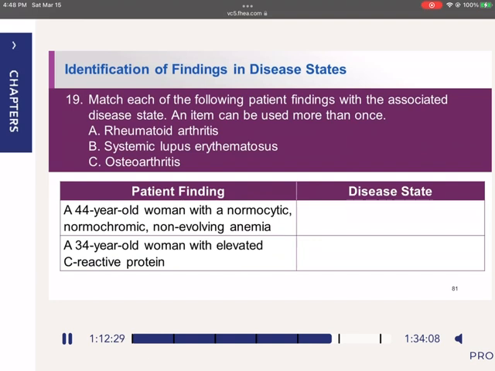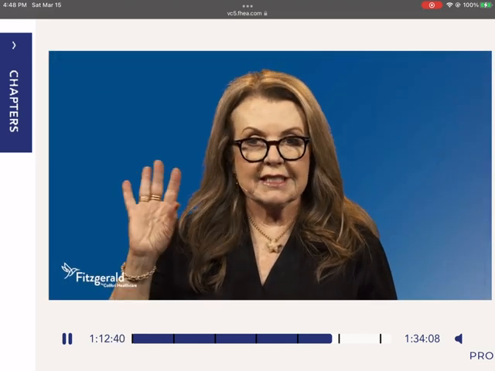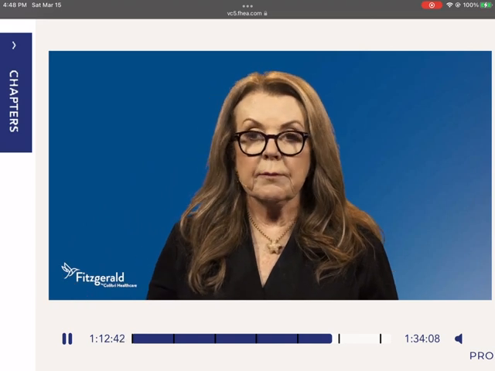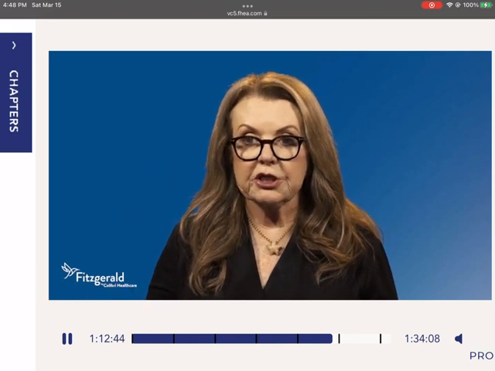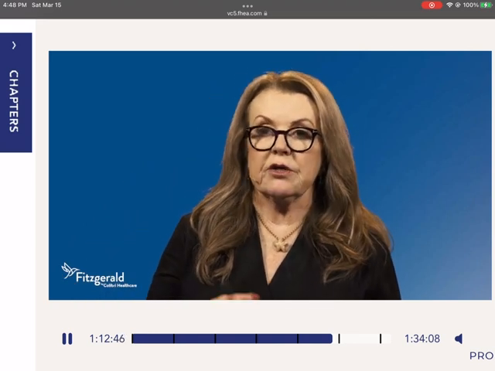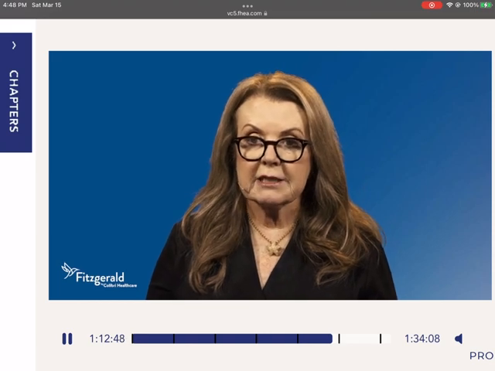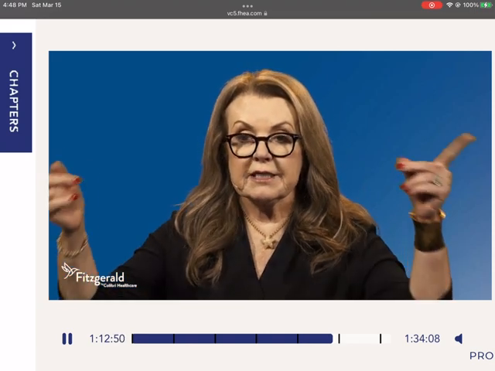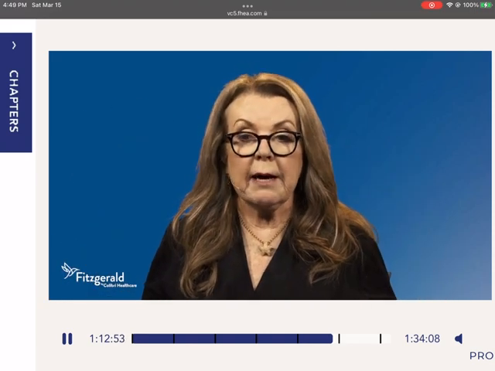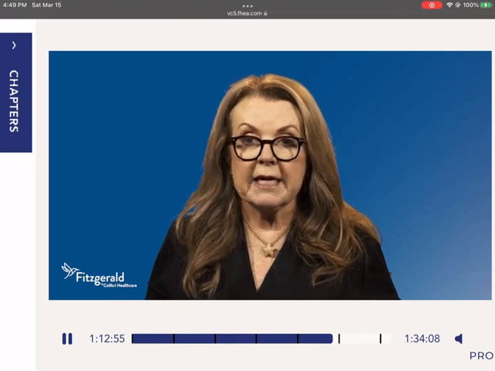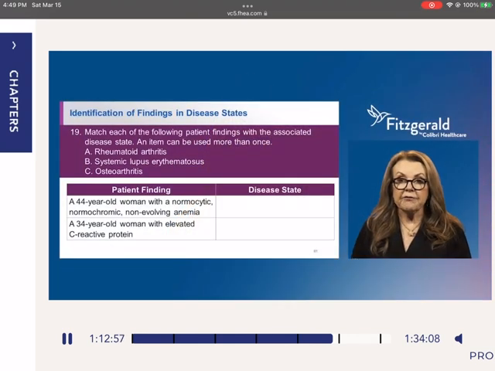Question 19, match each of the following patient findings with the associated disease state, and an item can be used more than once. Just to reiterate, you're not going to get exam questions in this exact format on the boards, but what this allows us to do is reinforce the differential diagnosis process when you've got a lot of different diseases where there could be overlap in how they present. Identification and findings in these different disease states.